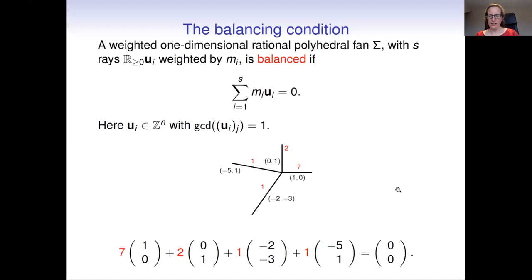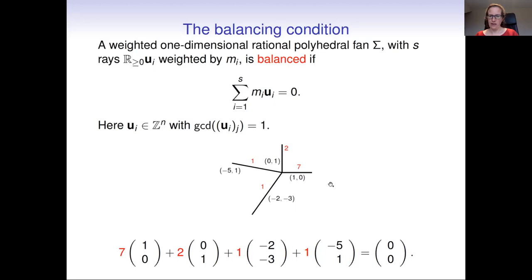And this definition is not, so my normal vector, I'm forgetting the normal vector, and my u_i has to be the first lattice point on the ray. So this condition about the GCDs being one is saying I'm not allowed to scale the u_i. Your normal vector might have been scaled, but the u_i you don't have any choice on.